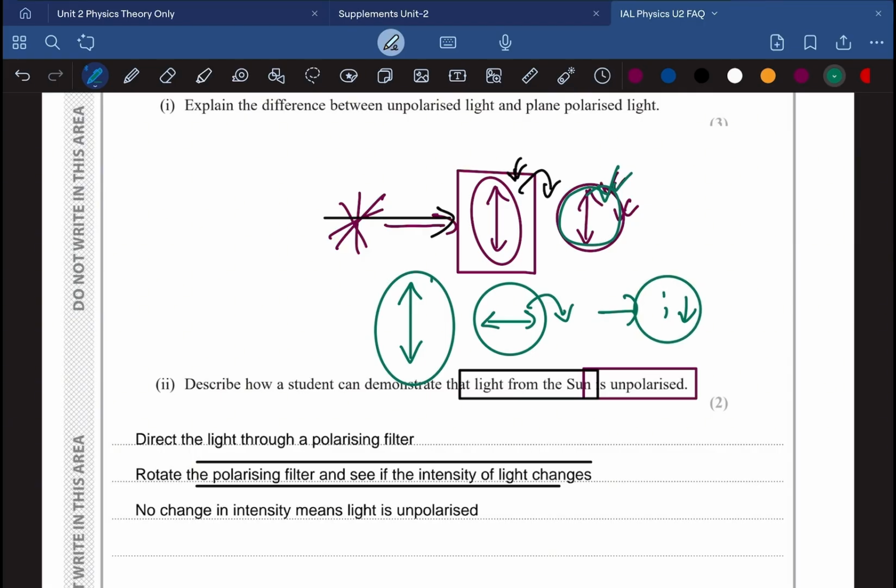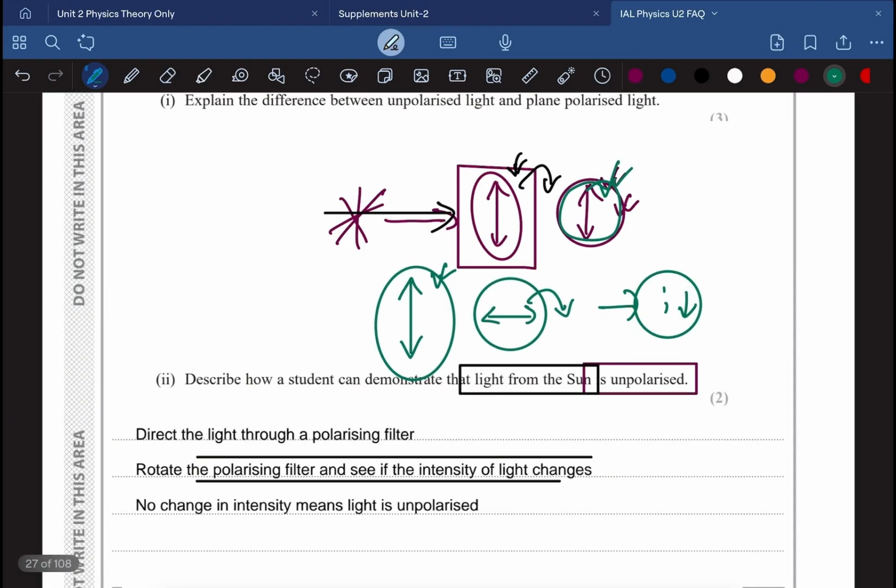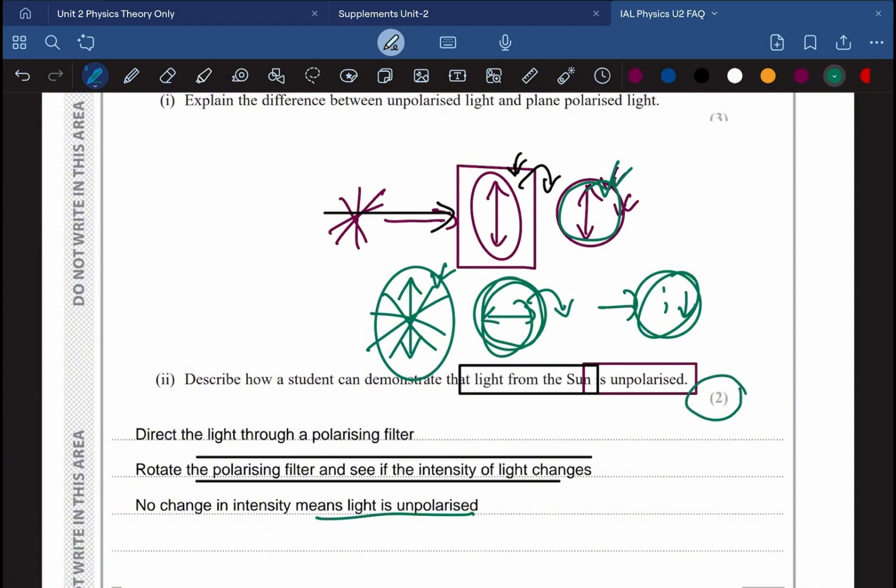Now if it is not polarized light, and if it is unpolarized light, with the plane of polarization in multiple directions, then no matter whether you rotate it or not, the intensity will not increase or decrease. So at that time we can say the light is unpolarized. So this is basically how you can explain it. Memorizing these 3 points will be very helpful.